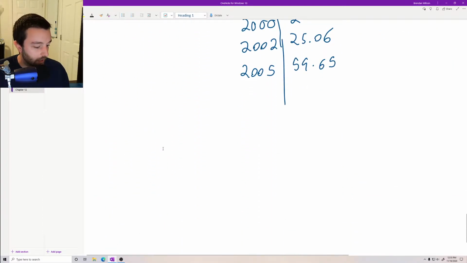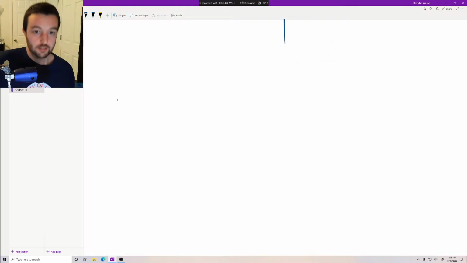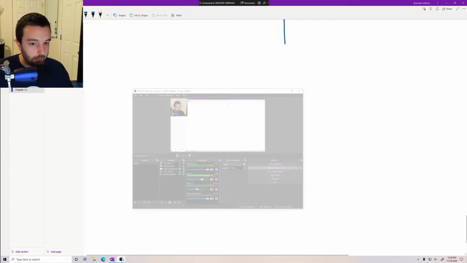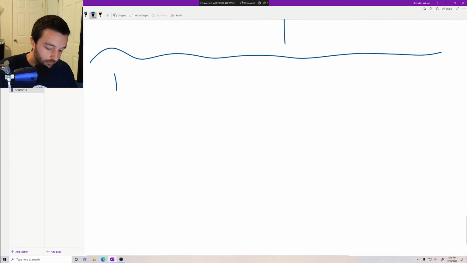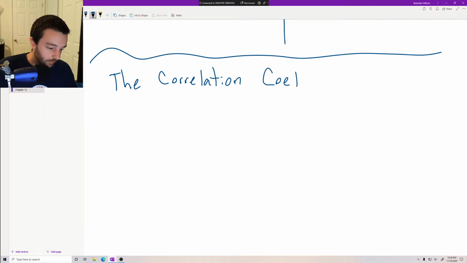So the next thing we want to talk about is what exactly this r is. This r, as we saw in the Excel that we were doing, is what's known as the correlation coefficient. So the correlation coefficient r.